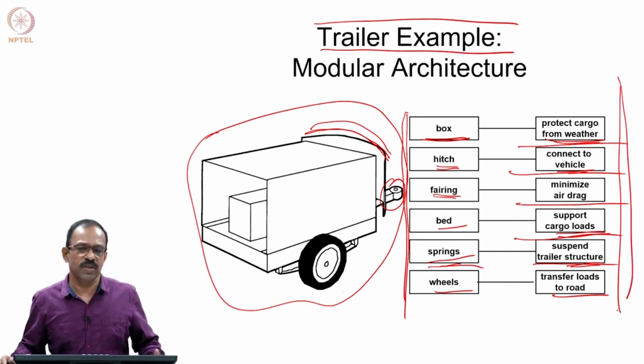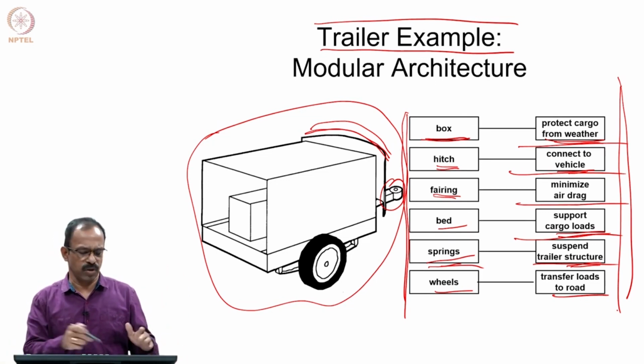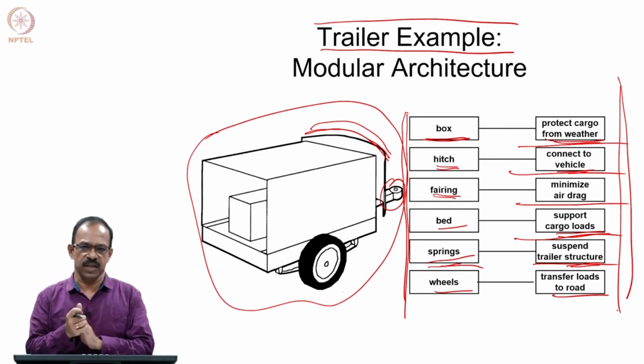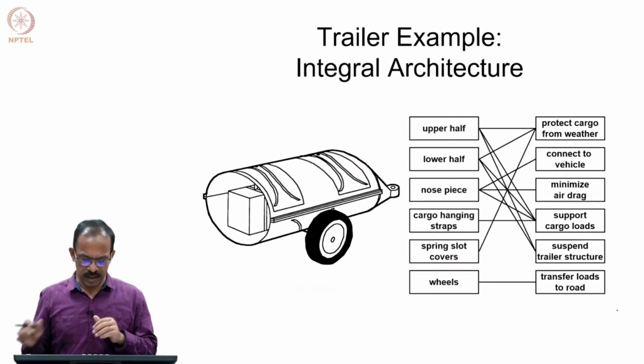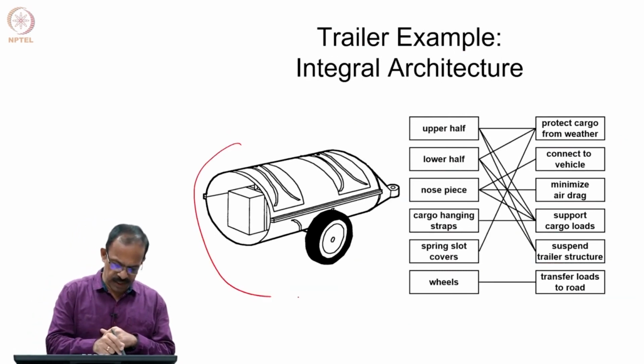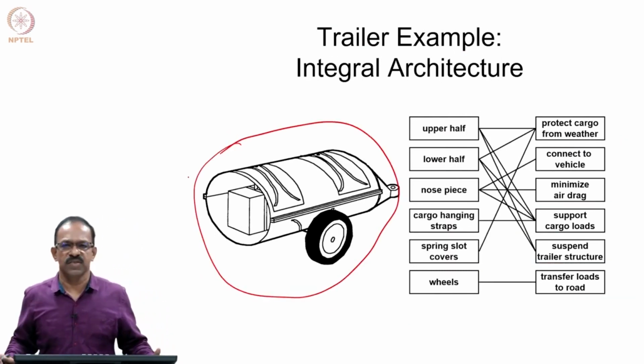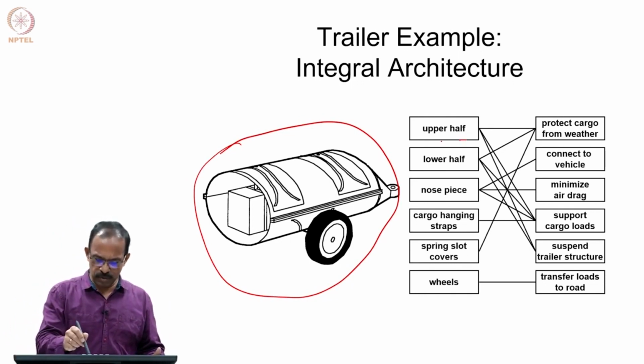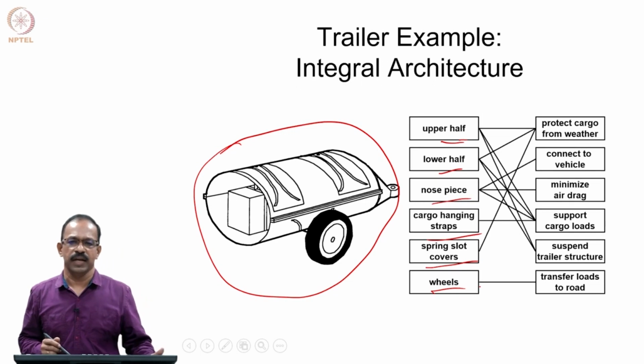Now, suppose you think that the trailer can be made as an integral architecture because you have a large requirement for this. So, you do not need to make separate parts or assemble. You can have it as an integral architecture where you will be having a structure like this. This is the integral architecture. You can identify the upper half, lower half, nose, cargo, hanging straps, spring slot covers and wheels as the elements.